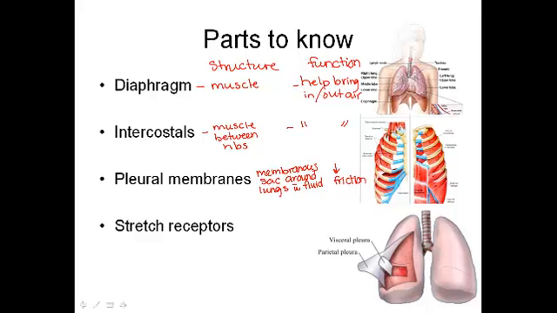We also have stretch receptors. We've talked about these before in our alveoli, not so much focusing on the structure, but their functions. So when air is maxed out in our alveoli, it sends a message to prevent overfilling.